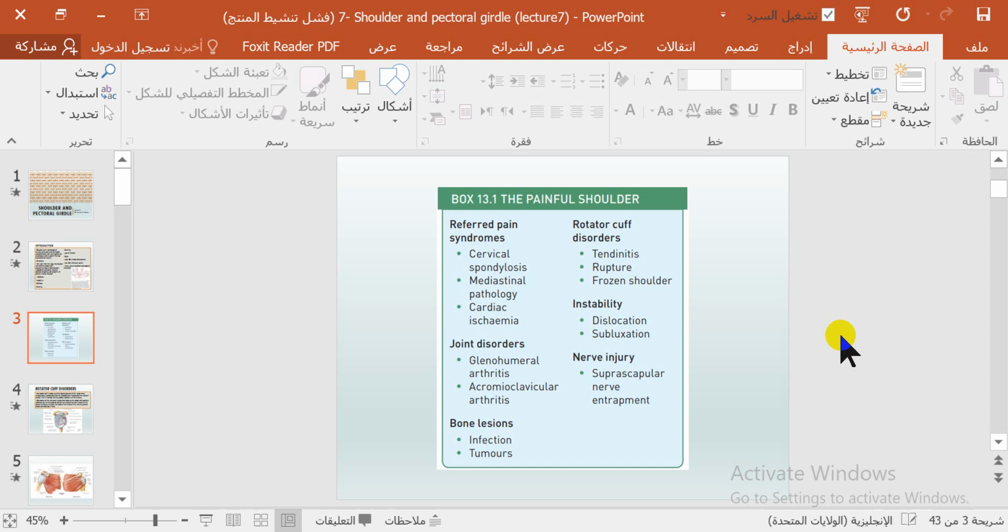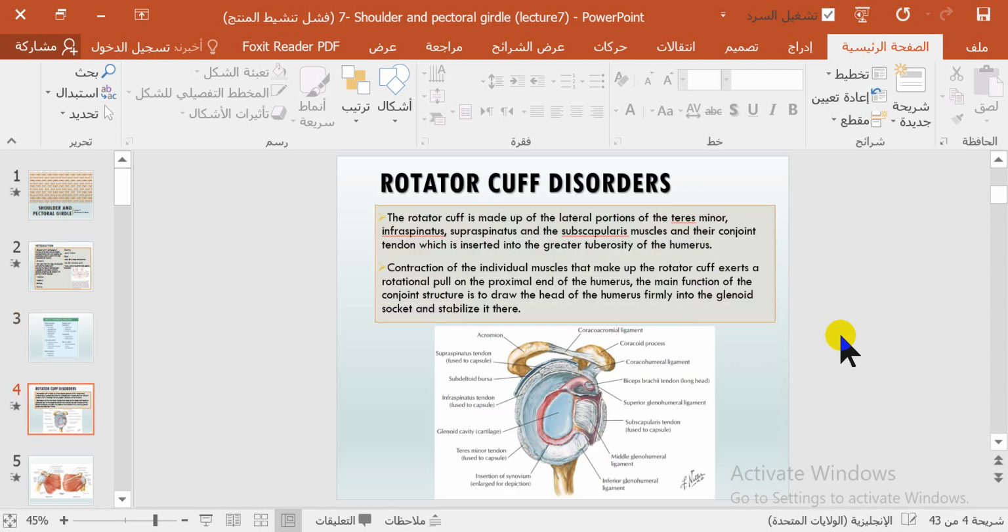Here we have a box including the painful shoulder conditions: either referred pain syndromes, such as cervical spondylosis, mediastinal pathology, cardiac ischemia, and so on; or joint disorders like glenohumeral arthritis and acromioclavicular arthritis; or bone lesions like infection and tumors; or rotator cuff disorders like tendinitis, rupture, frozen shoulder; or instability like dislocation and subluxation; and nerve injury, such as the suprascapular nerve, and entrapment may be causing the shoulder pain.